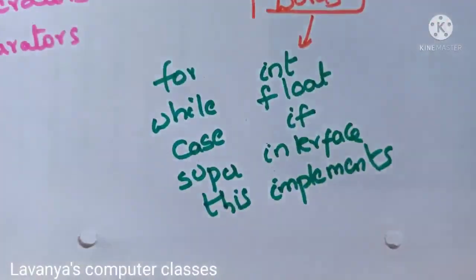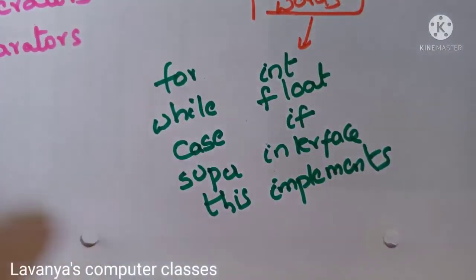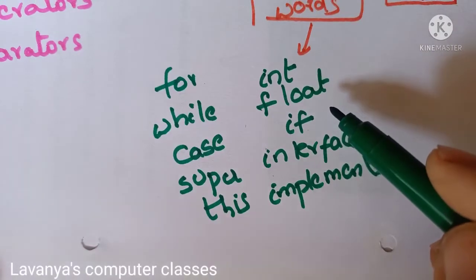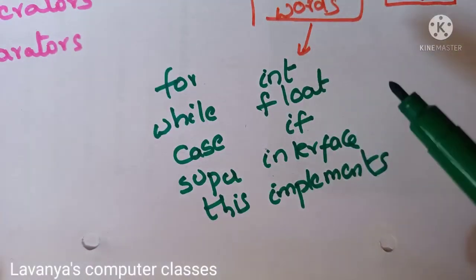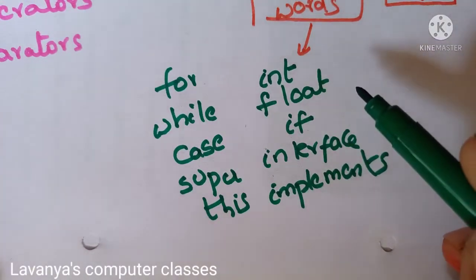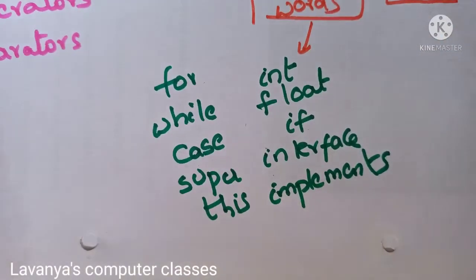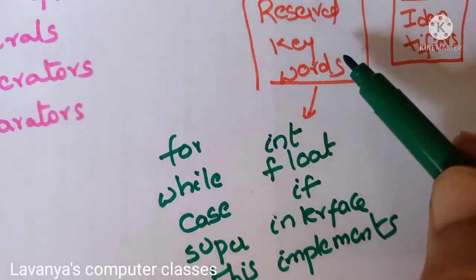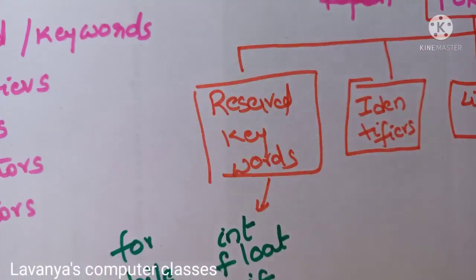Int, as you already know, is a data type used for any integer data. Float is also a data type. If is used for conditional statements. Some words are used for specific meanings, and those types of words are called reserved words or keywords. This is also one part of the token.